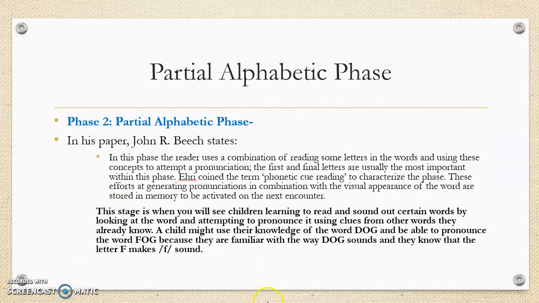Stage 2 is the partial alphabetic stage. This is the stage when children learn to read and sound out certain words by looking at the word and attempting to pronounce it using clues from other words they already know. So they use words they're already familiar with and what they sound like to help them when they find new words.